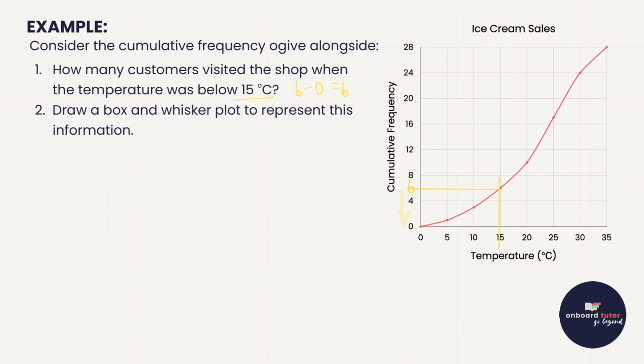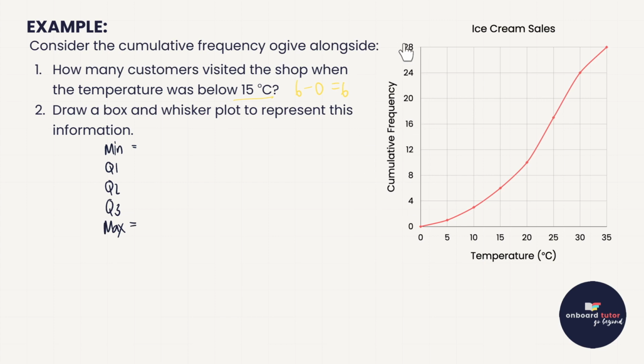All right, now they want us to draw a box and whisker plot to represent this information. So what do we need in order to draw a box and whisker plot? We need a 5-number summary. So the 5-number summary is a minimum, quartile 1, quartile 2, quartile 3, and a maximum value. Okay, minimum and maximum, always easy.